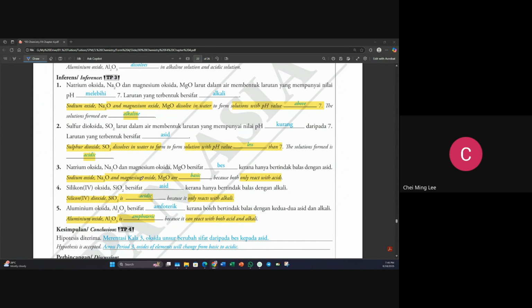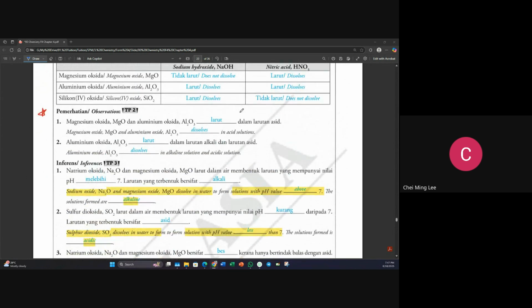So the sodium oxide and magnesium oxide are basic. Basic, not the basic that you thought. We are talking about base. Base means that is alkaline. Because they only react with acid, while silicon dioxide is acidic because it only reacts with alkali. And aluminum oxide is amphoteric. What is called amphoteric? Means that it can react with both acid and alkali. Only copy 3, 4, 5. First two no need, because first two we already mentioned.